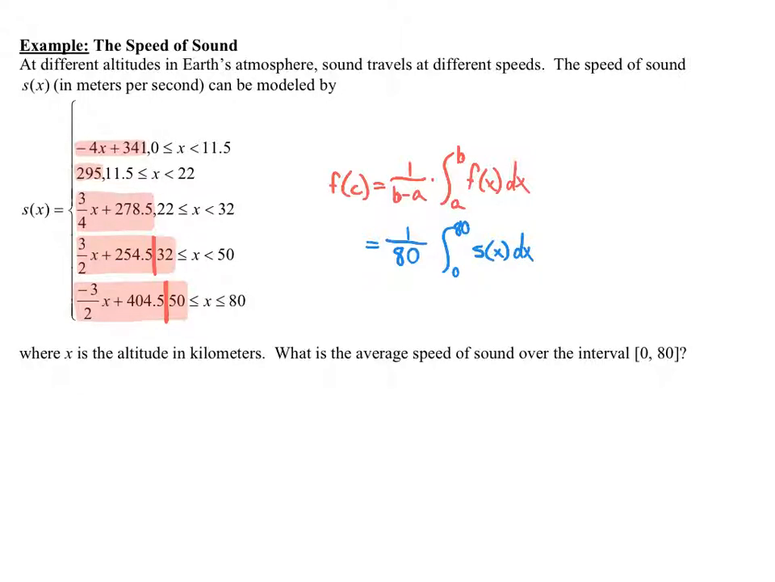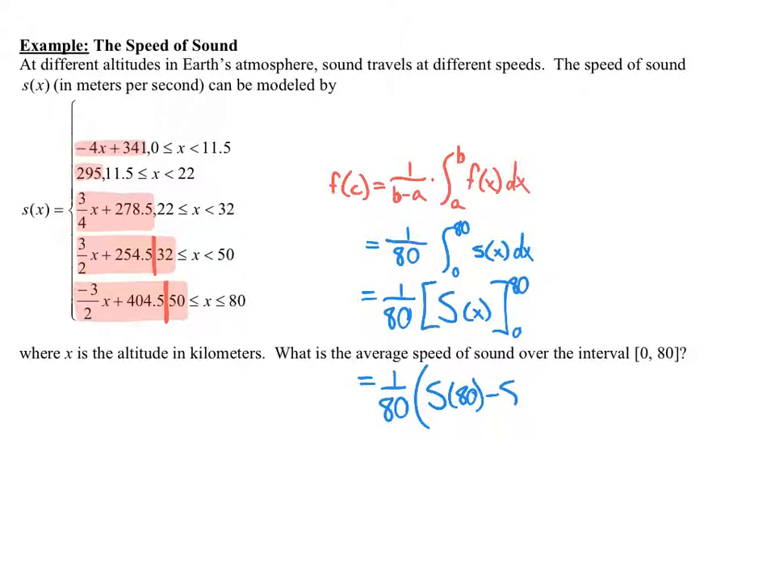All right, so if we use the fundamental theorem of calculus, 1 over 80, we're going to be evaluating from 0 to 80 of, we'll use capital S of x for the antiderivative. So that's 1/80th times capital S of 80 minus capital S of 0. How are we going to find capital S of 80 and capital S of 0? Plug it in. We've got to find the antiderivative of the parts that we need.